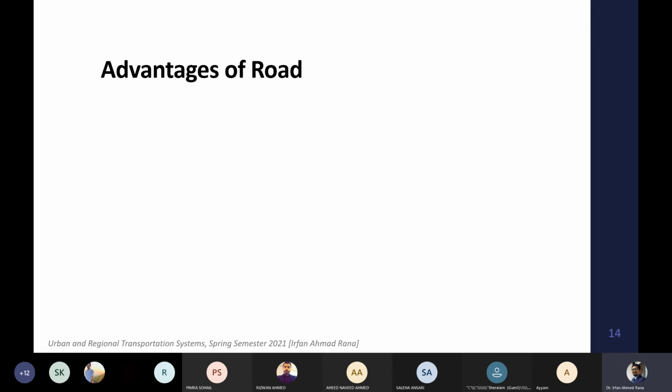Okay, coming back to the topic, what are the advantages of road? So again, I'll open the floor for students' feedback. What are the advantages of road? Let's take an example for Pakistan. In case of Pakistan, what are the advantages to travel on road as compared to railway or air transport? Yes, Hamza.